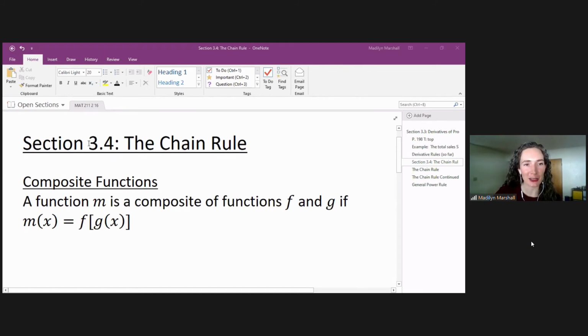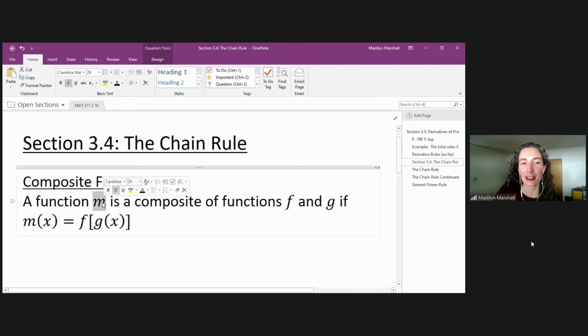So section 3.4, the chain rule. Here is a little review definition of a composite function. The letter M is unimportant. I just use that because that's what the book uses, but it could be called anything. But a function M is a composite of functions f and g if m of x equals f of g of x.